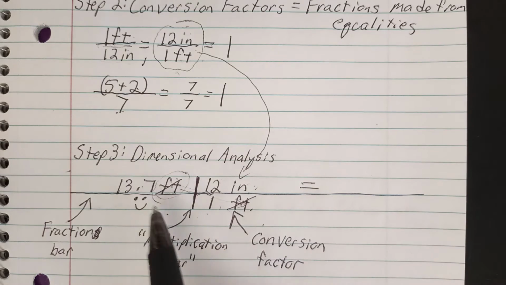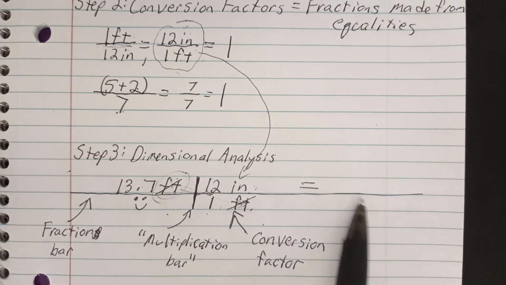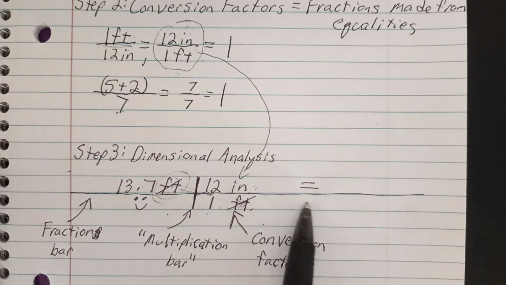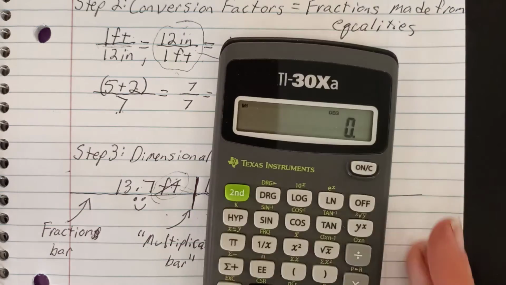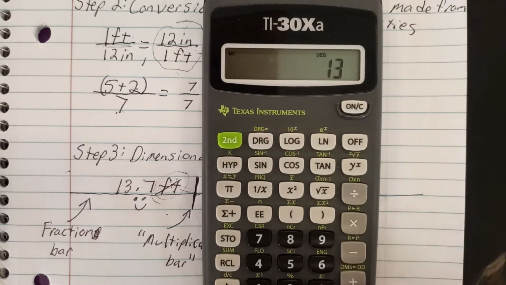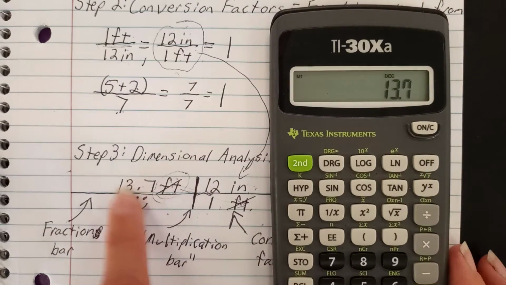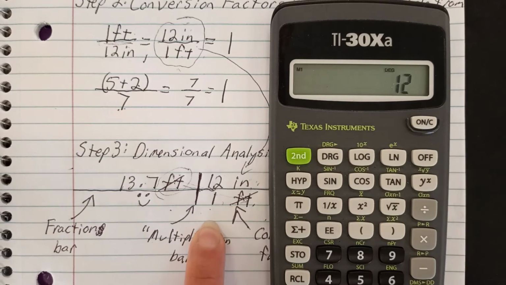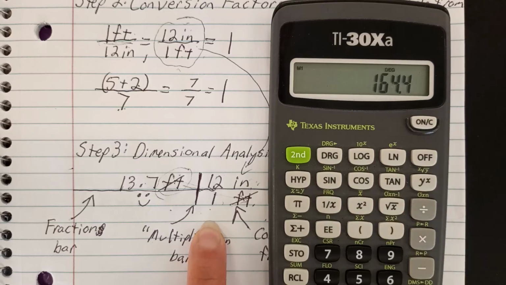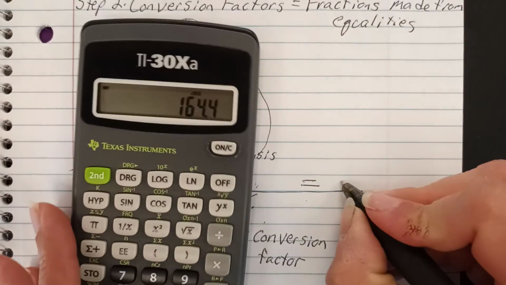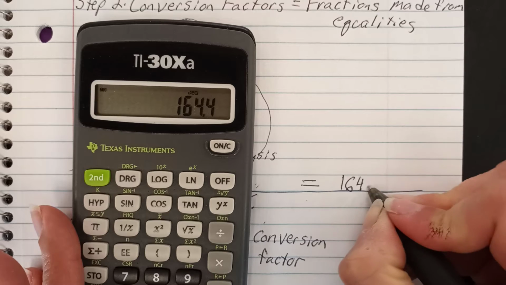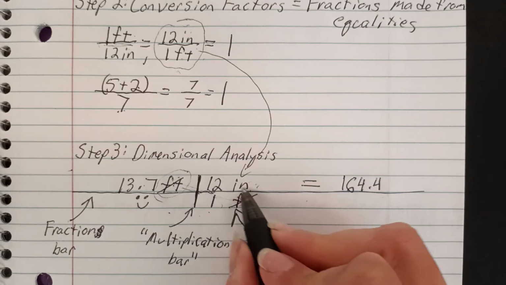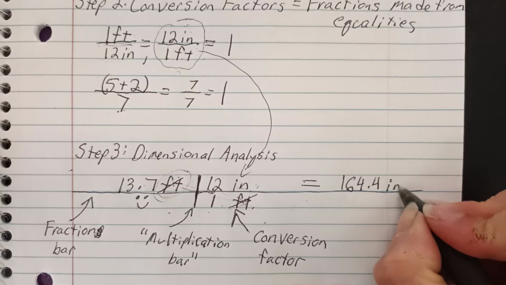Now, what we do is we multiply by anything that's on the top of this division bar, and then I'm going to divide by anything that's on the bottom of that division bar. So I would take 13.7, the 12 is on the top, times 12, divide by 1. I'm not going to put that in a calculator because I'm smarter than that. Equals, and I get 164.4 inches.